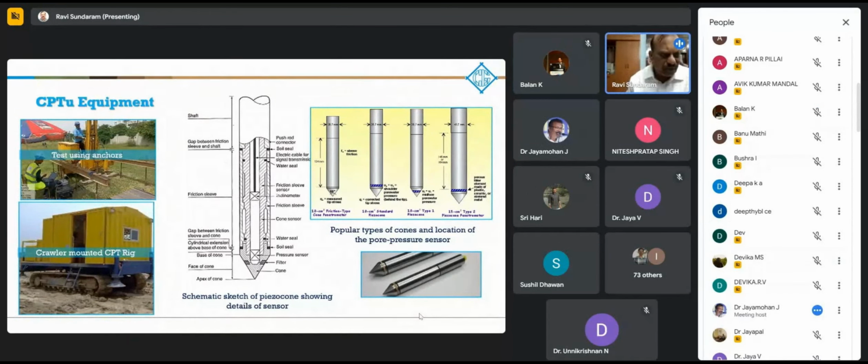So you have the CPT system using anchors as well as a crawler mounted rig here. This is the schematic sketch of the piezo cone. The standard cone which is used has the pore water sensor just above the cone tip. This is called the U2 position. And a cross-sectional area of 15 square centimeters is used.